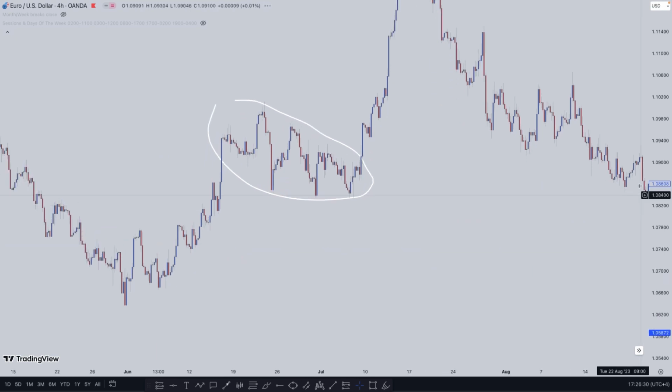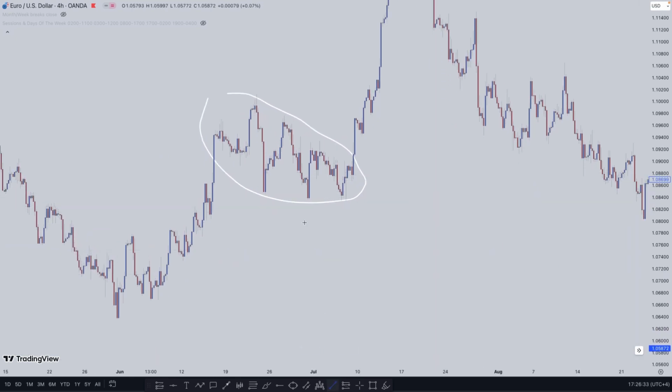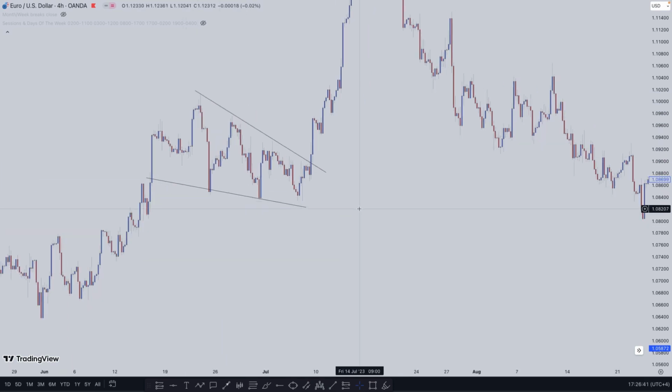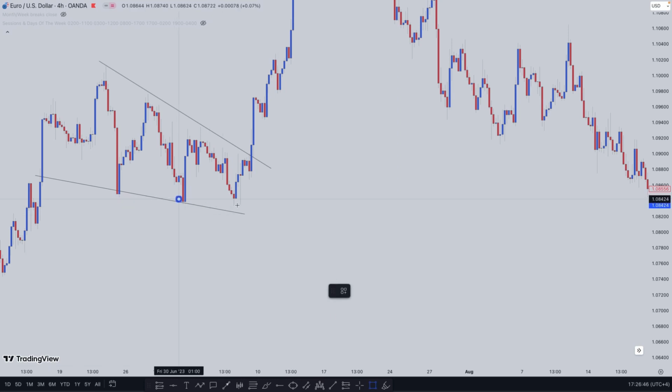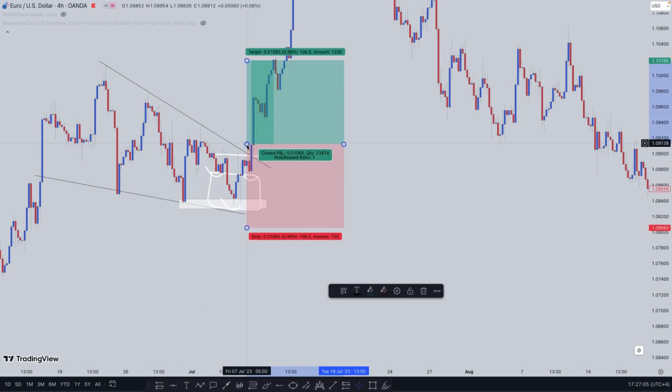Just look right here. We have the pullback phase, this is the correction phase, a nice correction phase, right? And this is a flag pattern that can just break to the upside. So looking at this, we had this zone or this level where price came to, right? And we had this left shoulder, we have this head, we have this right shoulder, and drawing my box, I'm gonna have something like this, right? Just by the market breaking this neckline, this was a reason for me to enter just here.